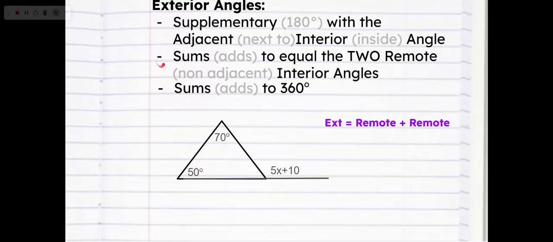So bullet point number 2. My 5x plus 10 equals 50 plus 70. Combine like terms, subtract 10, do the opposite to get it to the opposite side, and then divide by 5. Do the opposite to get it to the opposite side. That's a fast way to do it. Again, you could still solve for this angle, which is 60, I believe. Yeah, 60.